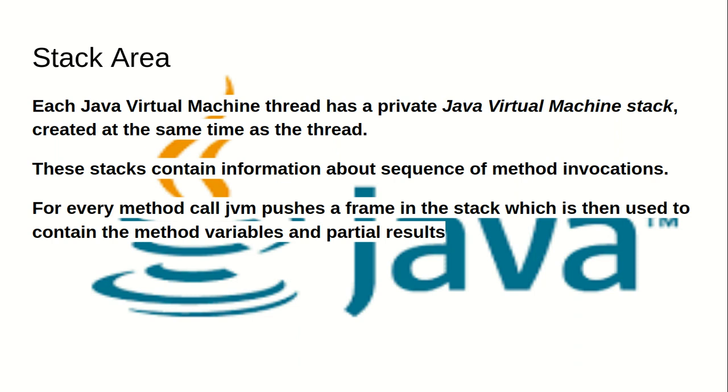Now what do you mean by partial result? Let's say that an execution of a method is going on, inside which you have some computation, and it involves storing the intermediate results into some variable which is defined inside the method. So those partial results are also stored in the stack area of memory.